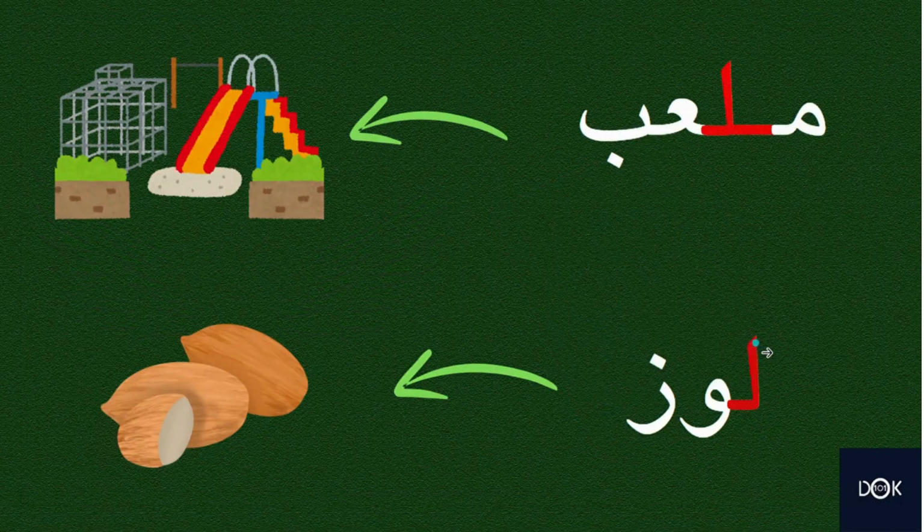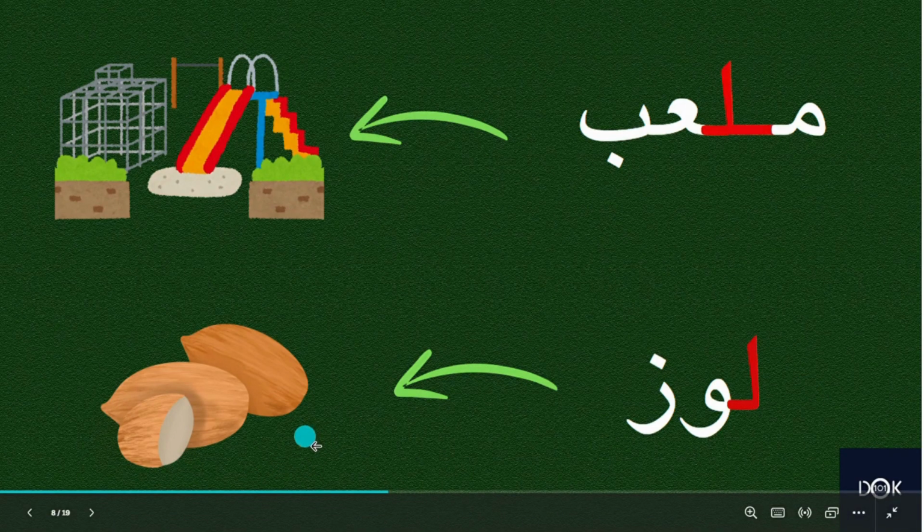Getting back to the letter lam, here are the two examples. The first one is malab, which is a playground. We see that lam is in the middle of the word, so it is connected on both sides. The second word is lauz, which is almond.